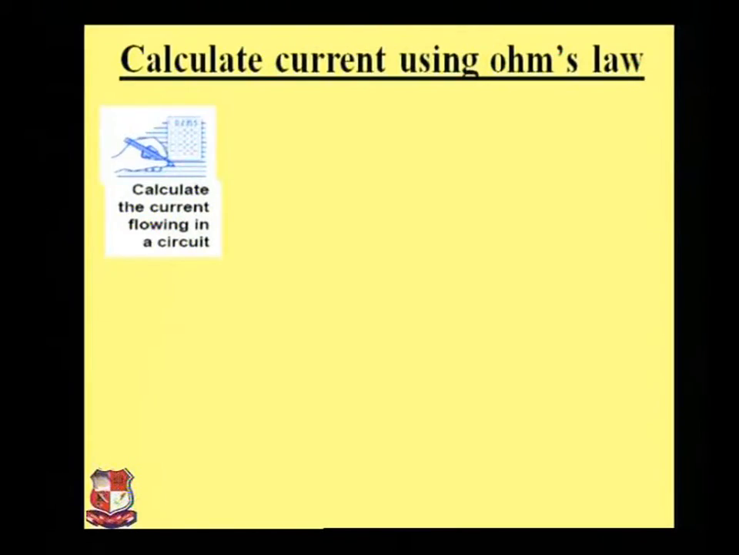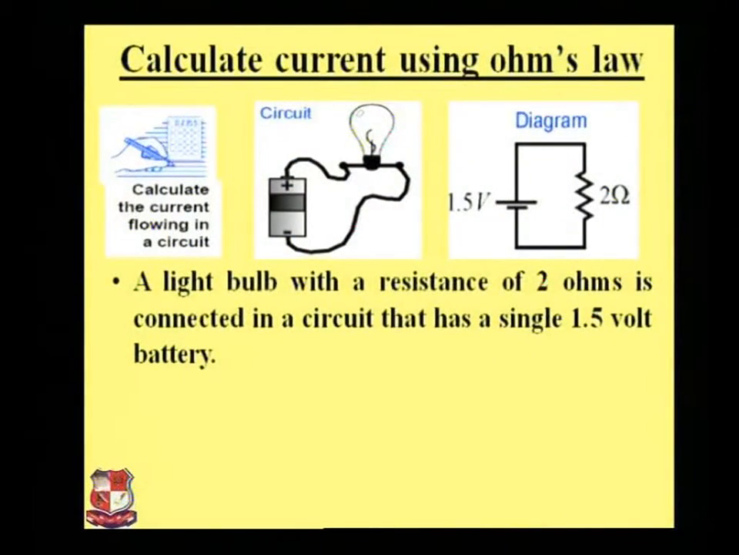Now we go through the calculation of any one term using Ohm's law. Here we are taking one example where we want to calculate the current I flowing through the device. It is a circuit which has a DC battery connected with probes to a bulb. The simple circuit diagram is like that. The 1.5 volt battery is connected with a 2 ohm resistance.